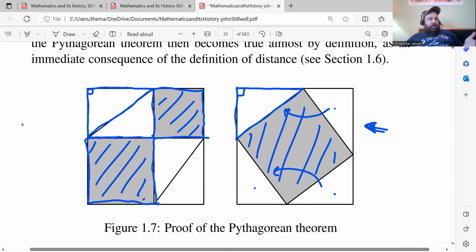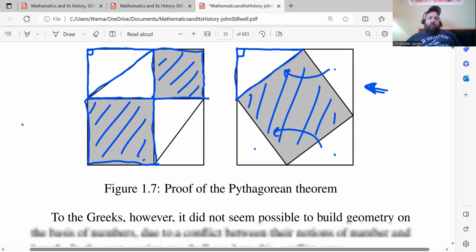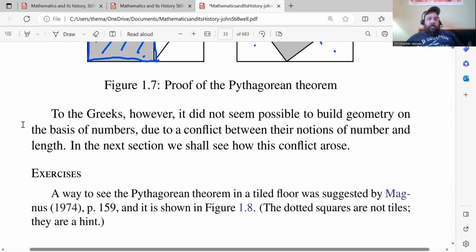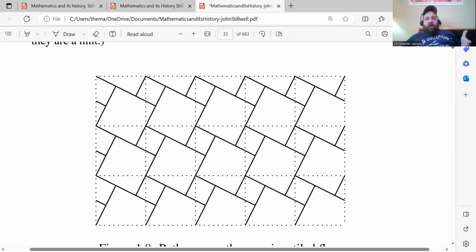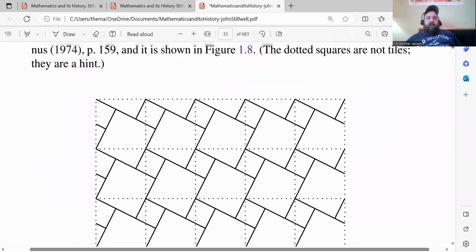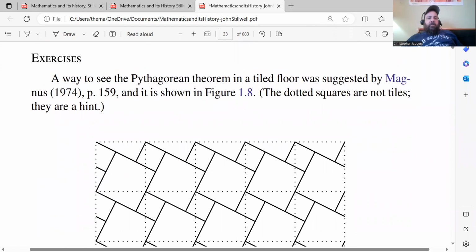Like I said, this is a short section, so let's actually go to the exercise sets, because that's basically it. The first exercise is about visualizing proofs of the Pythagorean theorem. It's too hard to draw this tessellation here, so I figured I'd just use the one from the book. The first exercise says: a way to see the Pythagorean theorem in a tiled floor was suggested by Magnus, 1974, and it is shown by figure 1.8.